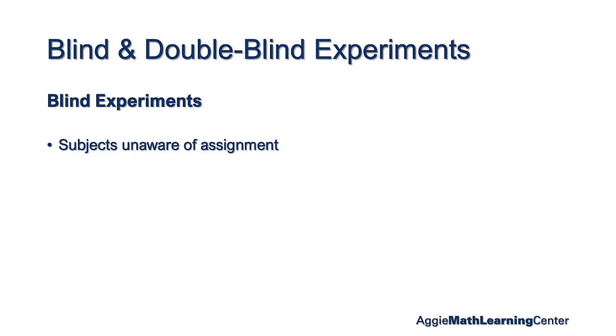Blinding helps make results more credible, since the subjects are not influenced by knowledge of whether or not they are receiving an actual versus a sham treatment. If they did know, their own bias could influence or confound the results.